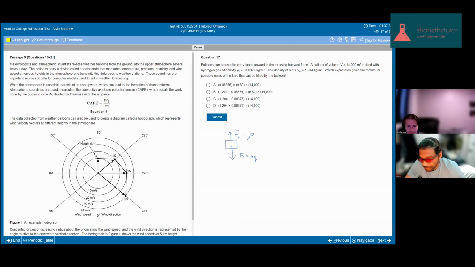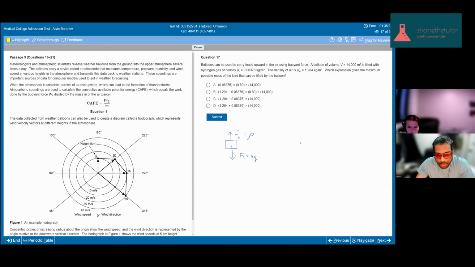What's being displaced? Think about it like this: if you put something in water, the thing that's being displaced is the water, right? Now, if you're not in the water, you're still in something. So if you're displacing something, it's going to be displacing the air, right? If you are confused about whether to use this rho or that one, think about what fluid the object is in, water or air.